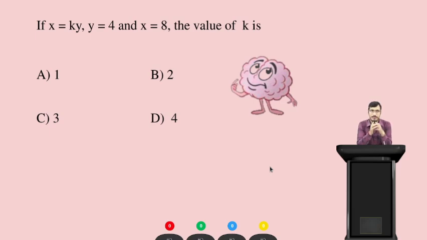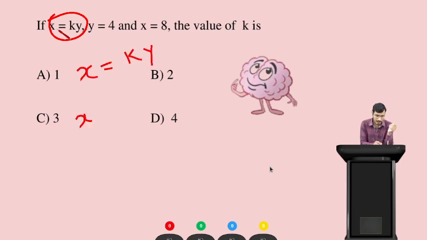Okay students, time's up. Can you tell me which type of proportion between x and y here? x is equal to ky, that means x upon y is equal to k, and that is directly proportional.